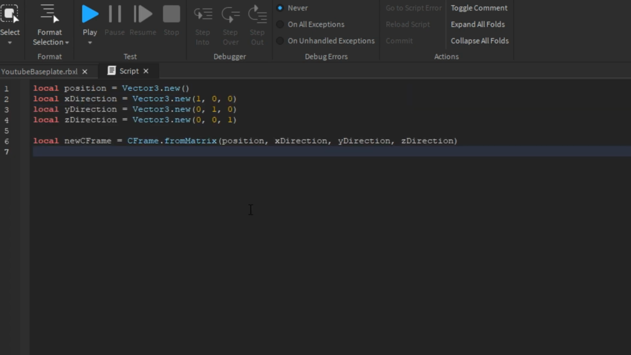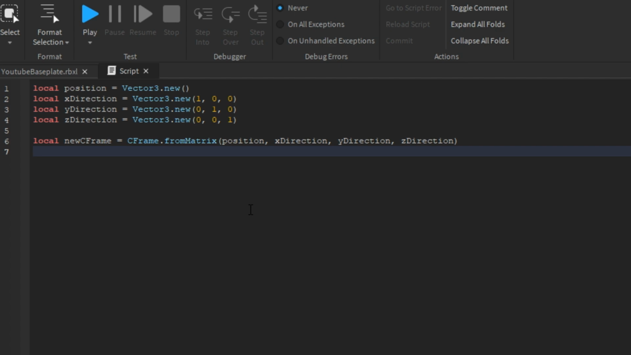And an even deeper version of this function would be the .fromMatrix function, which takes 3 required arguments and 1 optional argument. The first argument is the position the part will be at. The second argument is the position that its x-axis will be facing. The third argument is the position that the y-axis will be facing. And the last argument will be the same, but for the z-axis. If there is no fourth argument, the z-axis will be calculated as the axis that is perpendicular to both the x and y axes.